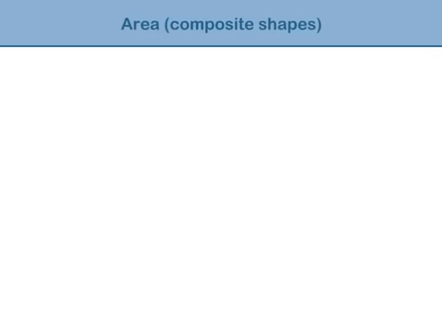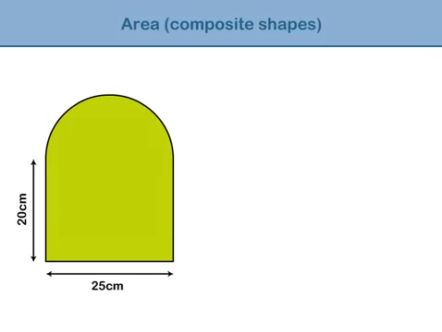Here is a second example of a composite shape. This shape is made from a half circle and a rectangle. As before, we need to break the shape into smaller parts before we can calculate its total area. Let's begin with the half circle.